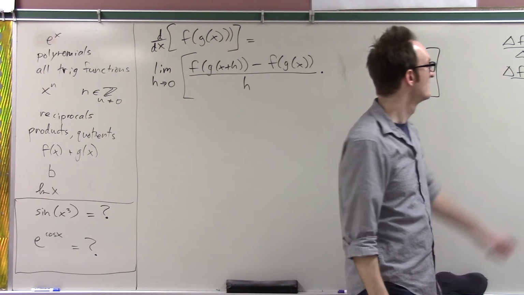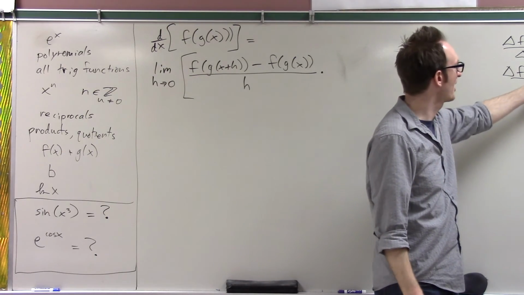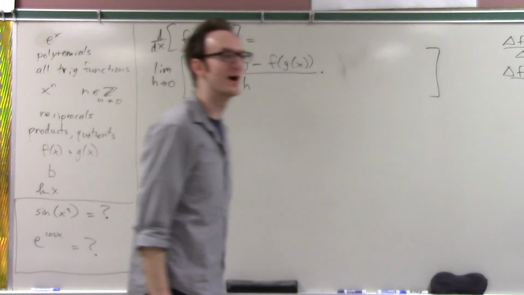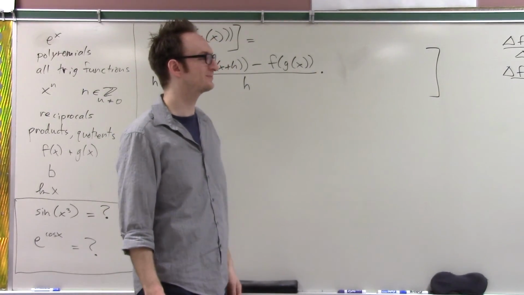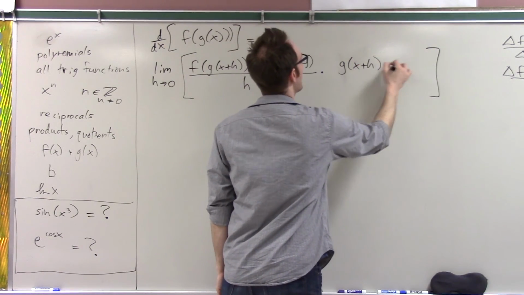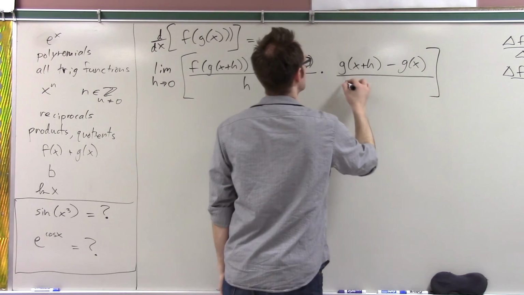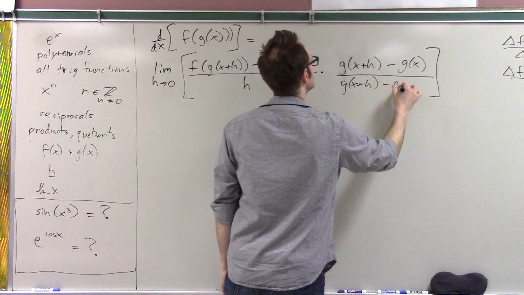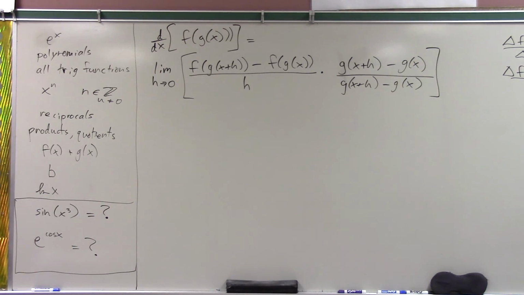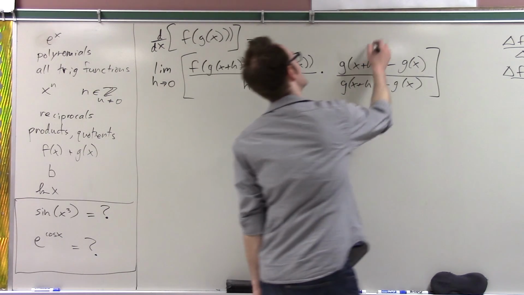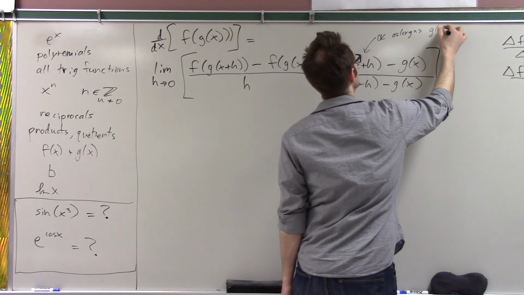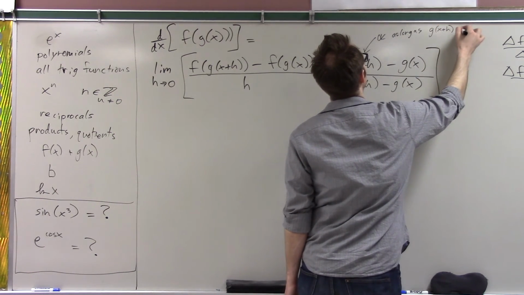Like g of x. This is g prime, and this is f prime at g. Wait, this is g of x plus h. So, I kind of just told you what to do. So what is it that I need to multiply by? Yes, I multiply by change in g over change in g. And that's totally fine as long as g of x plus h does not equal g of x.